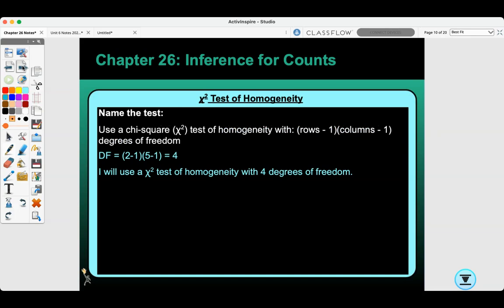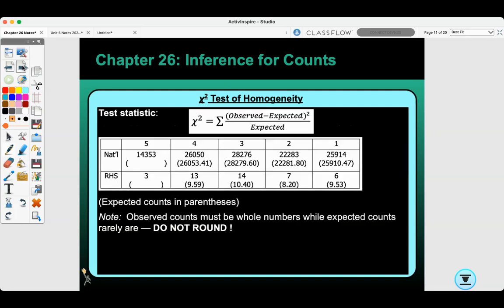We need to name the test. We're going to use a chi-squared test of homogeneity with degrees of freedom. So our degrees of freedom is 4. So I will use a chi-squared test of homogeneity with 4 degrees of freedom. And so to find your test statistic is the same, is the sum of the observed minus expected squared all over expected. Now you again need to have your observed and expected values. So you do want to have a key.